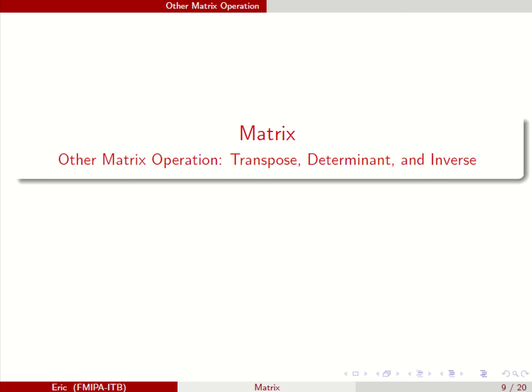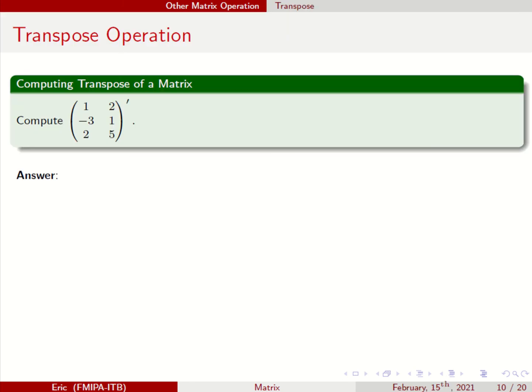So for this occasion, we will proceed with other matrix operations, that is transpose, determinant, and inverse. For this session, we would like to proceed to the transpose and the determinant of a matrix. Let's try computing the transpose of this matrix. The notation is prime, or small letter t, or capital T.